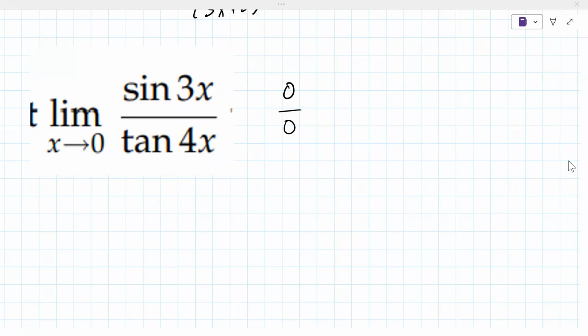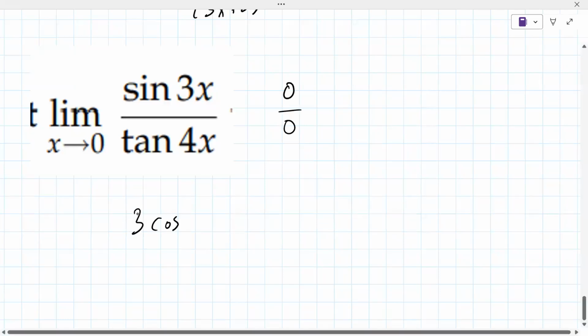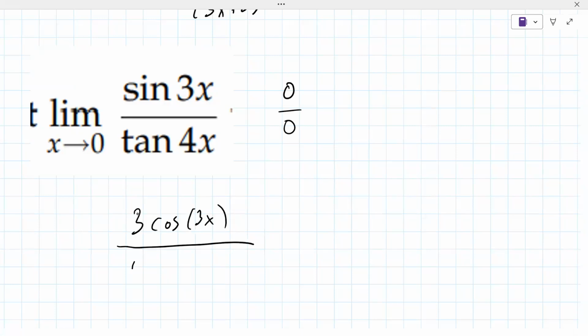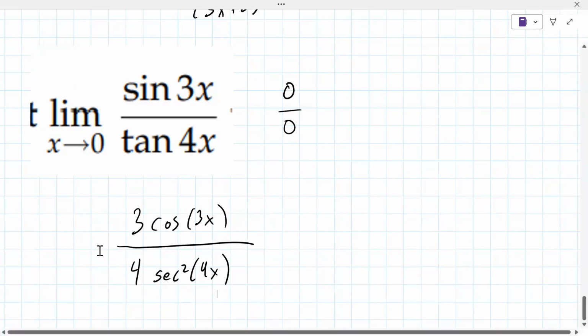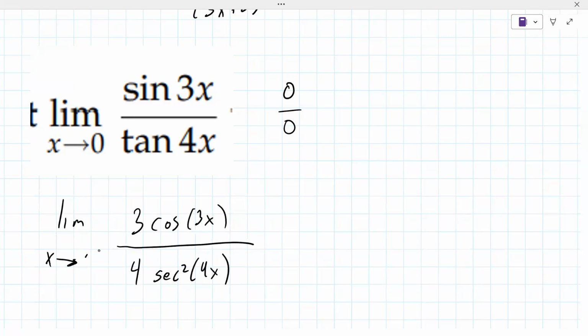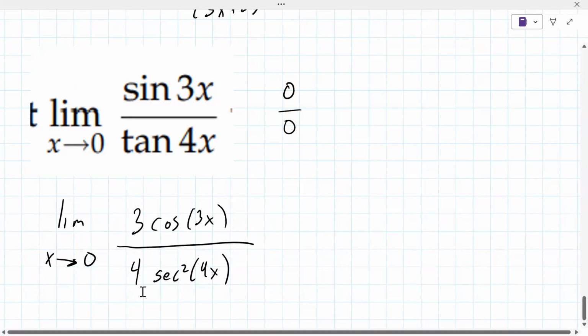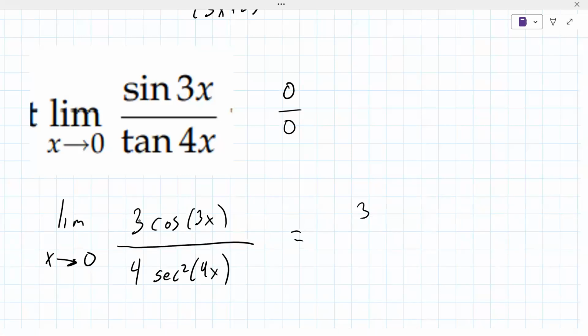Whenever I take it into 3 cosine 3x over 4 secant squared 4x, I got it comes out to 1 over 1, but I don't know if that's right. You can always try putting zero back in. So cosine of 0 is 1, right, but you still have these coefficients too. Oh, so it's 3 over 4. Yes, so the answer is 3/4.